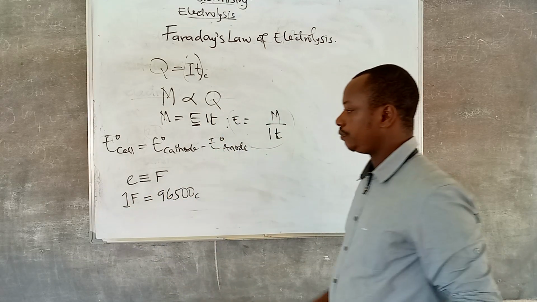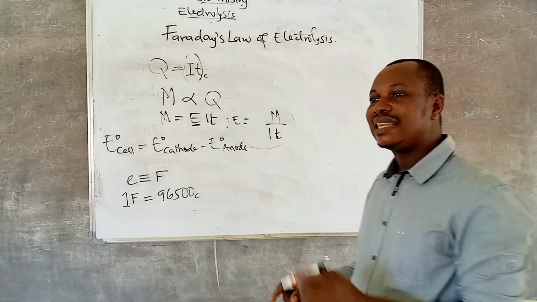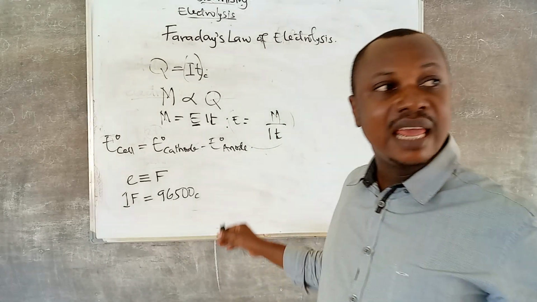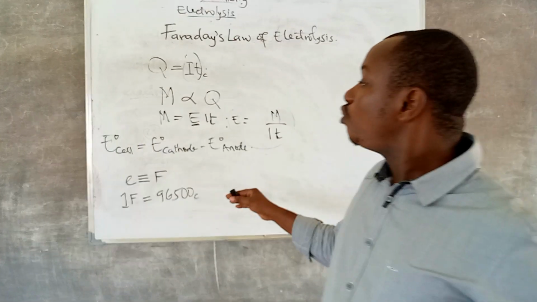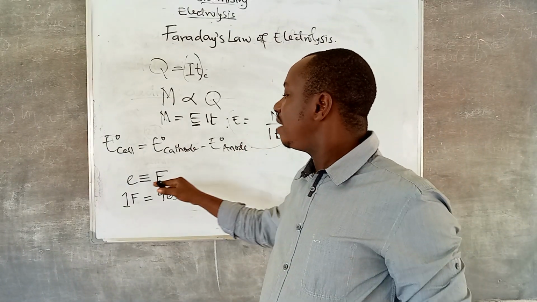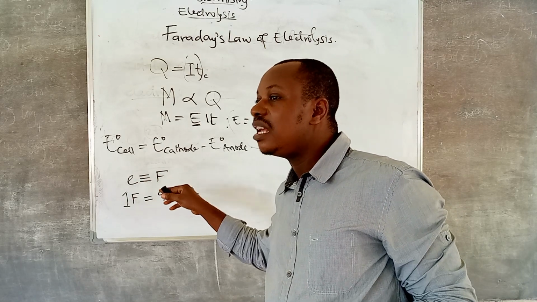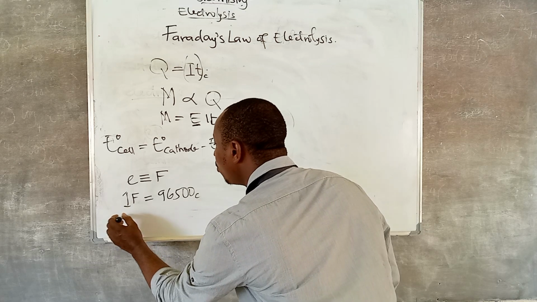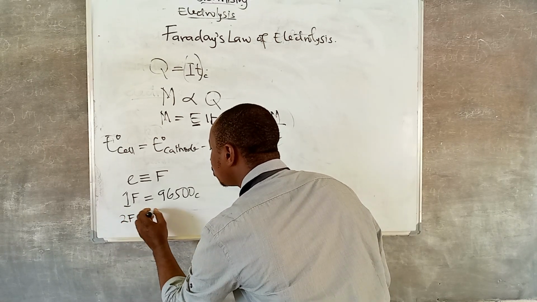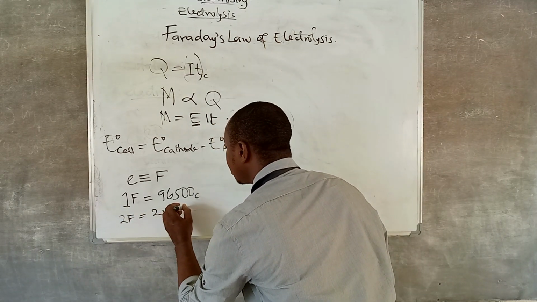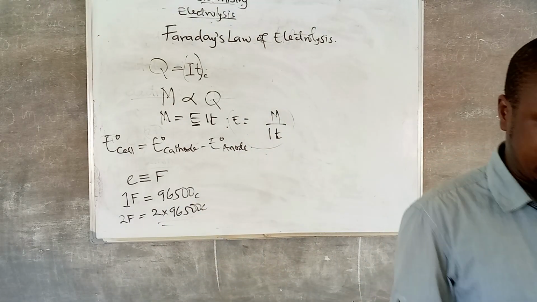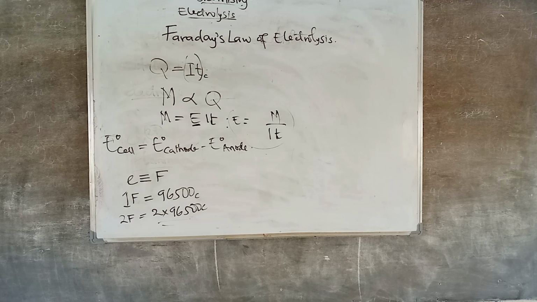96500 coulombs. Don't forget that everything you learned in redox reaction will play a major role here. If you are balancing any equation there, any number of electrons will be equivalent to the Faraday. Which means if we have 2 Faradays, it should be 2 times 96500. Don't forget, this thing will help us in the subsequent calculation, which we will deal with in the next video.